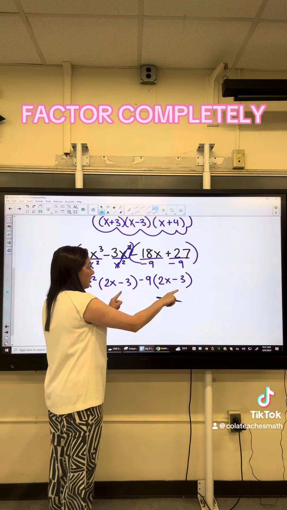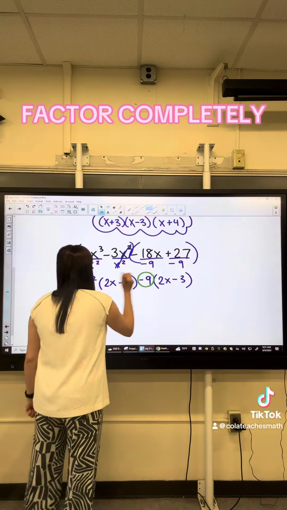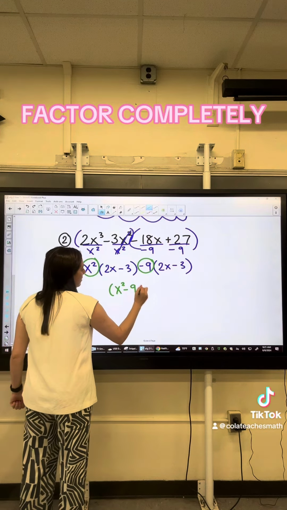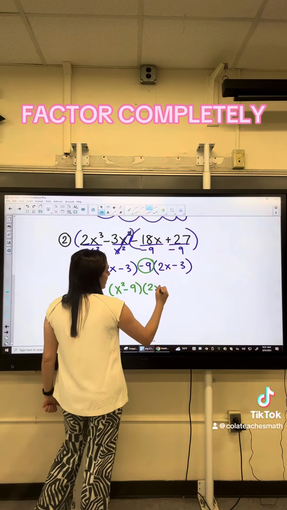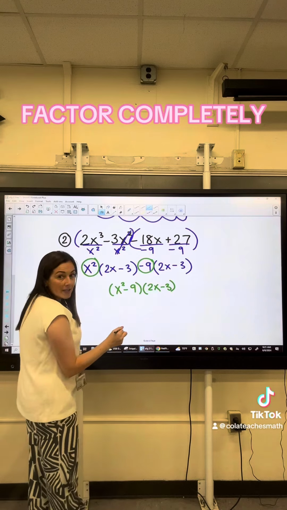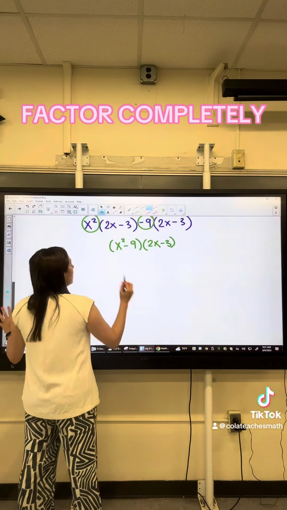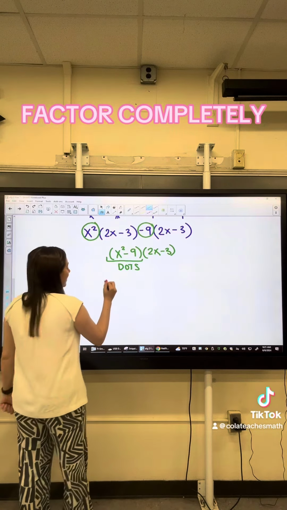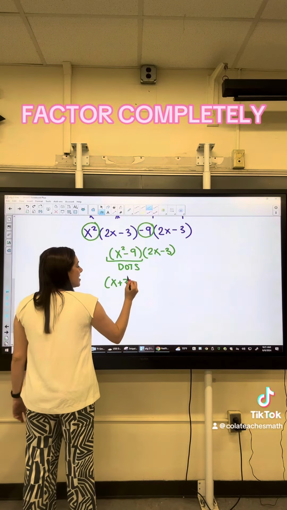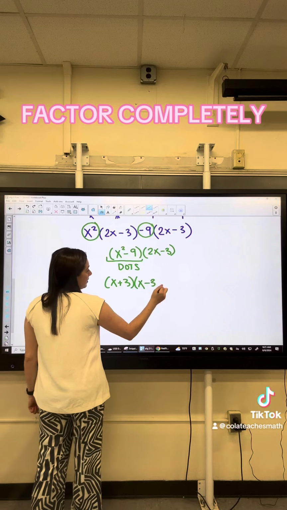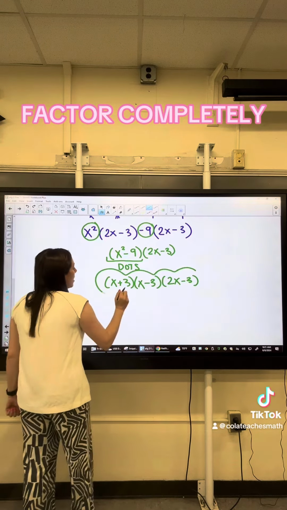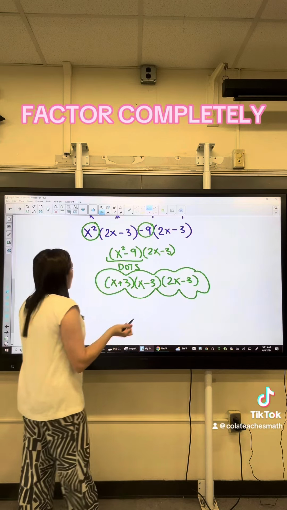The bubbles match. Circle what's in front, give them their own bubble. X squared minus 9. And then the other bubble carries down. Check and see if you're done. You are not. This bubble can be factored with dots. So let's dots that. I made up a word. X plus 3 times x minus 3, 2x minus 3. So a different year Regents question, very, very similar.